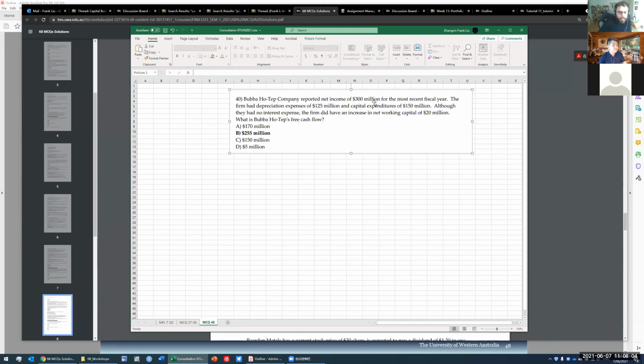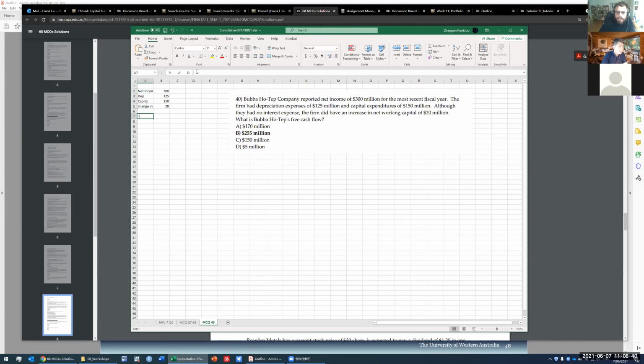So in this case, let me work out the numbers before I make a mistake. Net income 300, depreciation 125, capital expenditure equals 150, and no interest expense, we don't care. The change in net working capital is 20. What is the free cash flow?